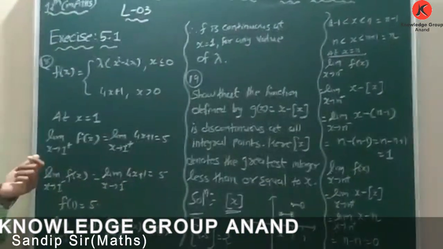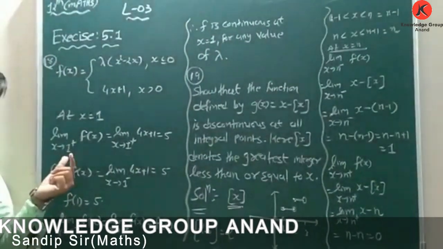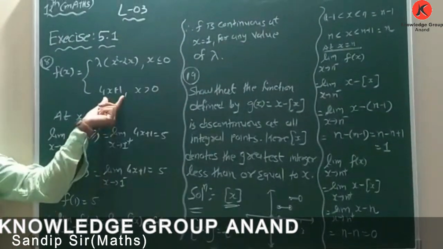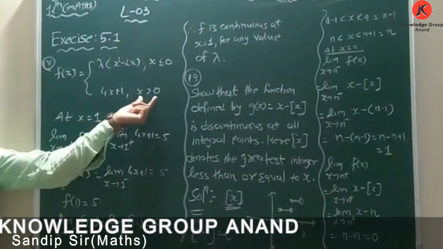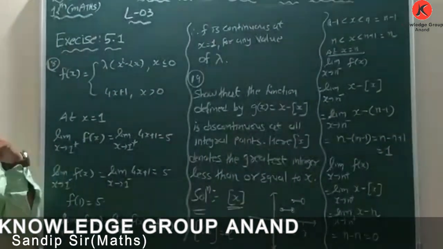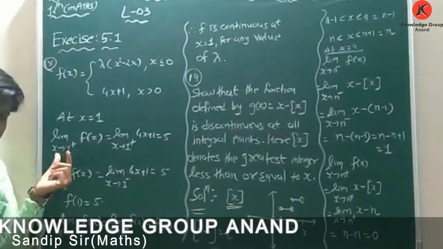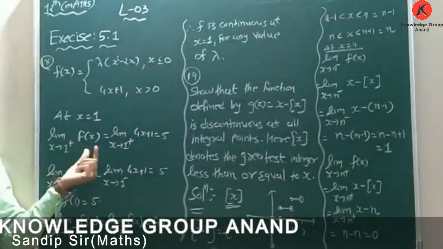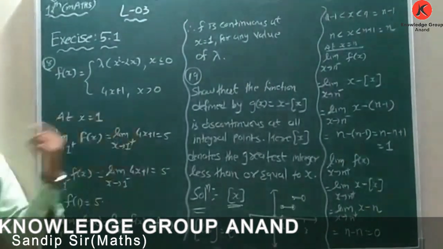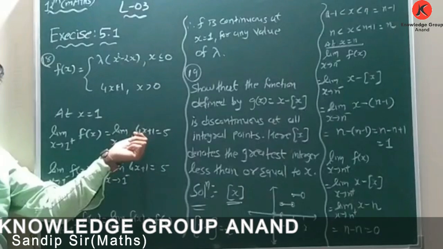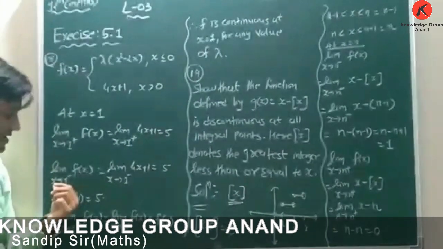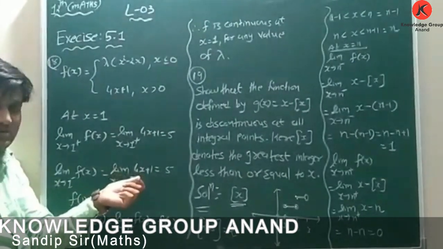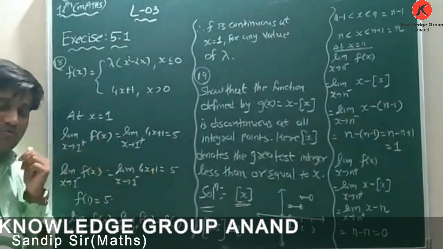At x is equal to 1. Okay, so limit x tends to 1 plus f of x, slightly greater than 1. Again the function is the same. For x greater than 0 the given function is 4x plus 1. So as x tends to 1 plus or x tends to 1 minus, the given function is the same. So limit x tends to 1 plus f of x is equal to limit x tends to 1 plus of 4x plus 1, so the total answer is equal to 5. In the same way, limit x tends to 1 minus f of x is equal to limit x tends to 1 minus of 4x plus 1. That means the answer is equal to 5.